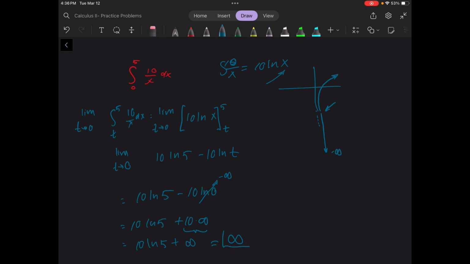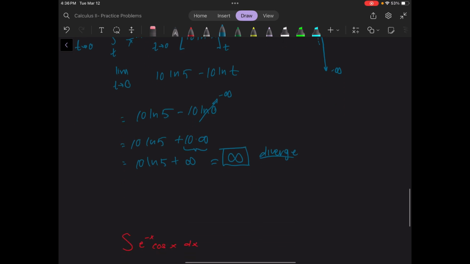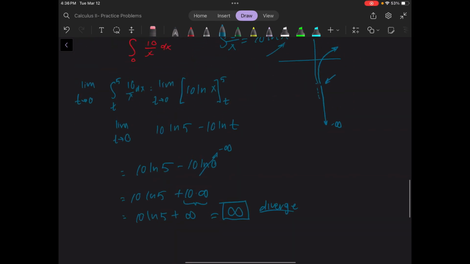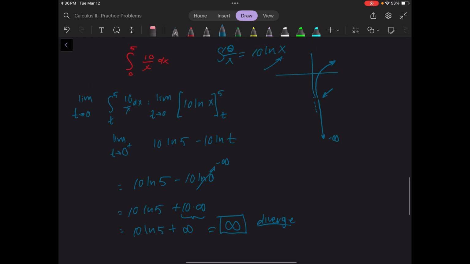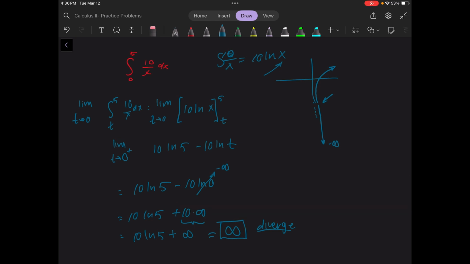So this integral does not converge. It's said to diverge in this case. Okay, so that's not too bad. Let's look at... and really, this limit is 0 from the right, and we have to manually put that there because there is no left limit. So technically the limit doesn't exist, but with improper integrals, we're kind of just ignoring the rules a little bit.